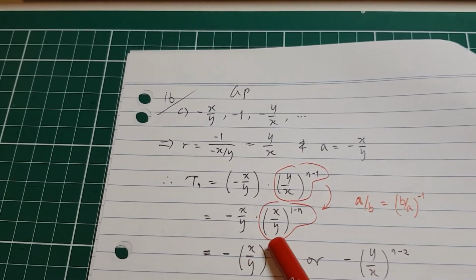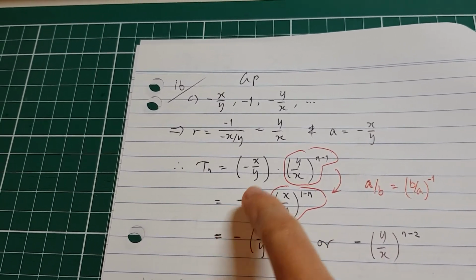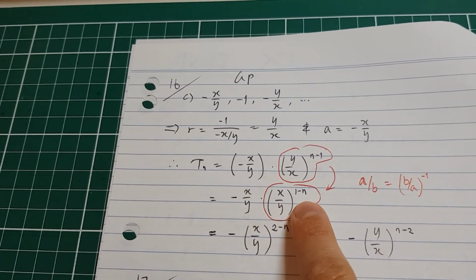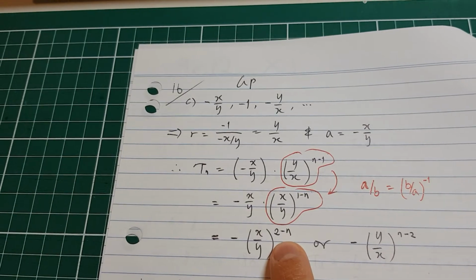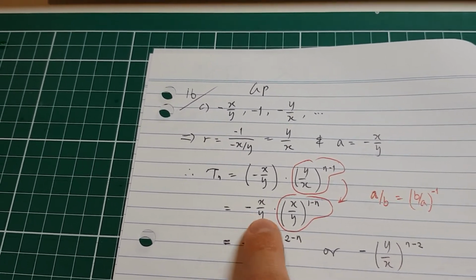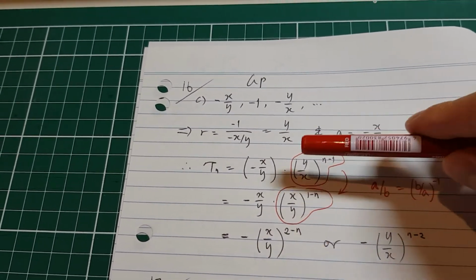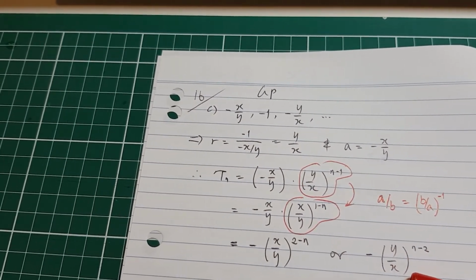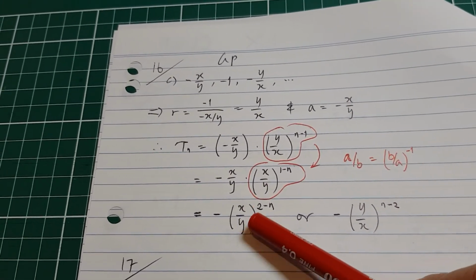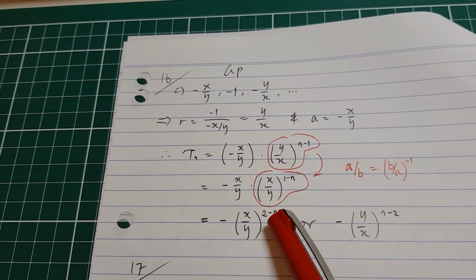So why did I do that? So that I can now have the same bases, so I can add those two indices. So that's 1. So 1 plus 1 minus n is 2 minus n. Okay, and then negative outside because that belongs there. All right. Okay, so that's that one. But if you decided to flip y on x, then your answer will be that. Okay. All right. So it doesn't matter whether you have x on y or y on x, as long as you keep yourself consistent with the indices.